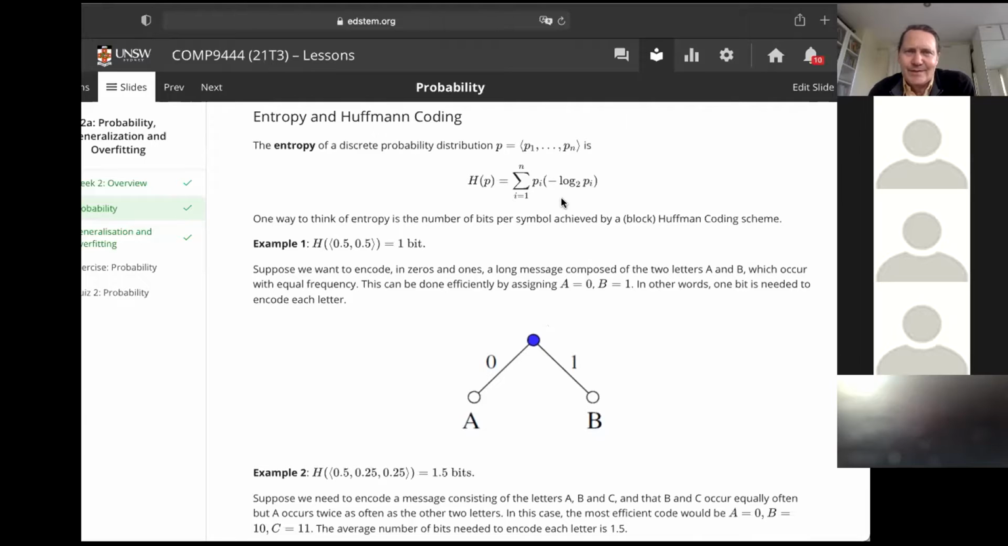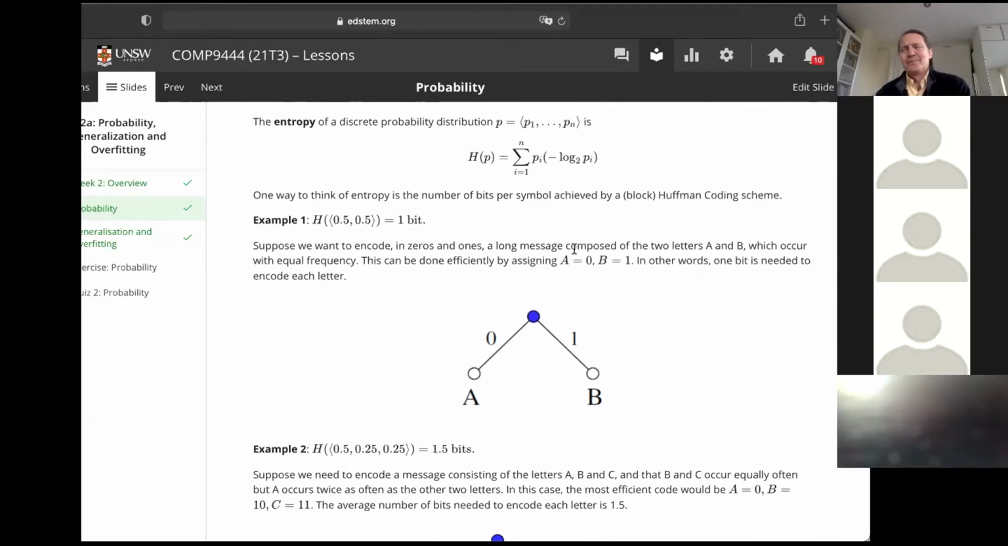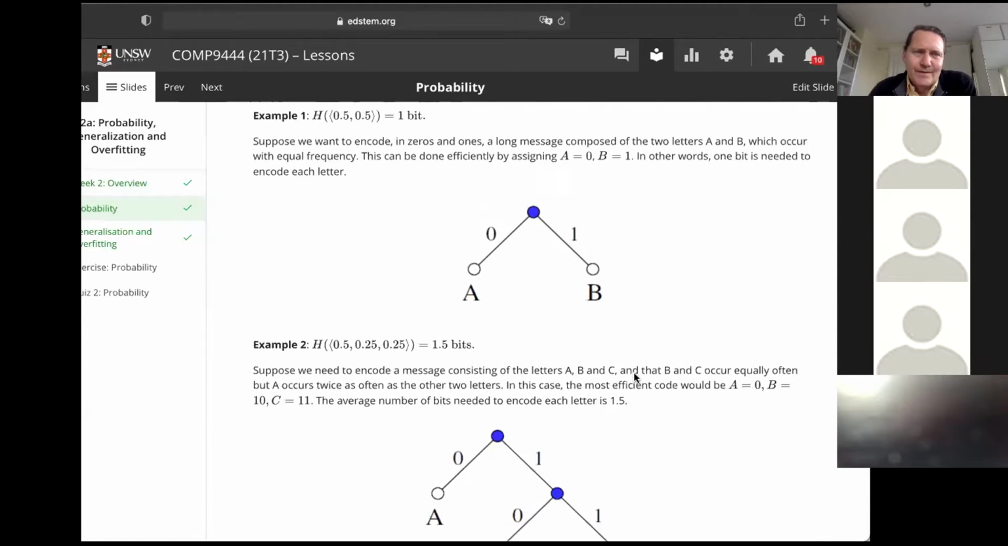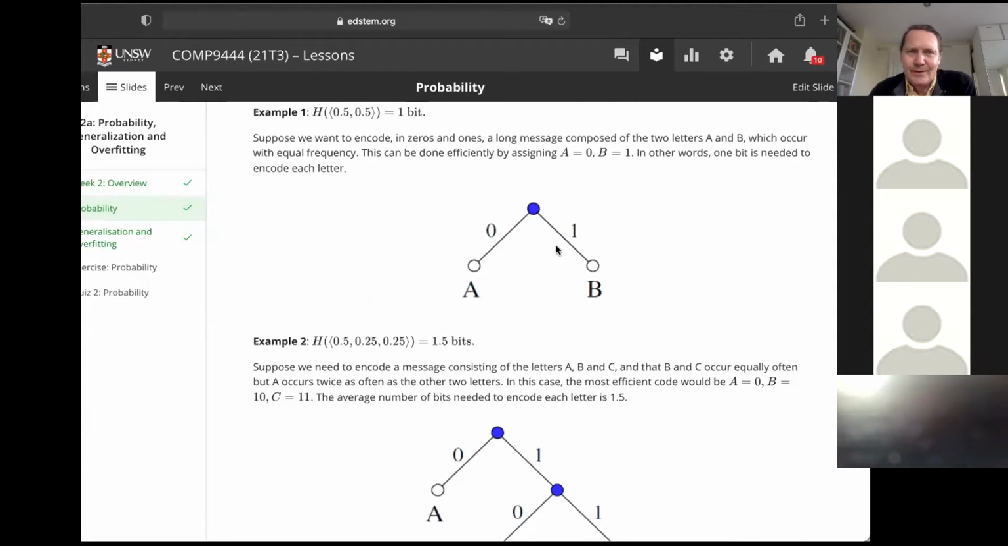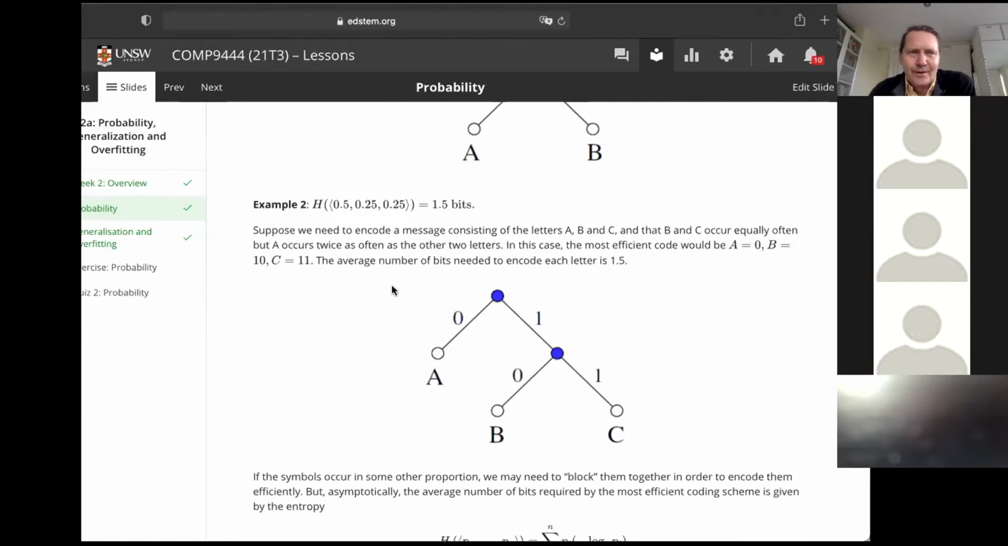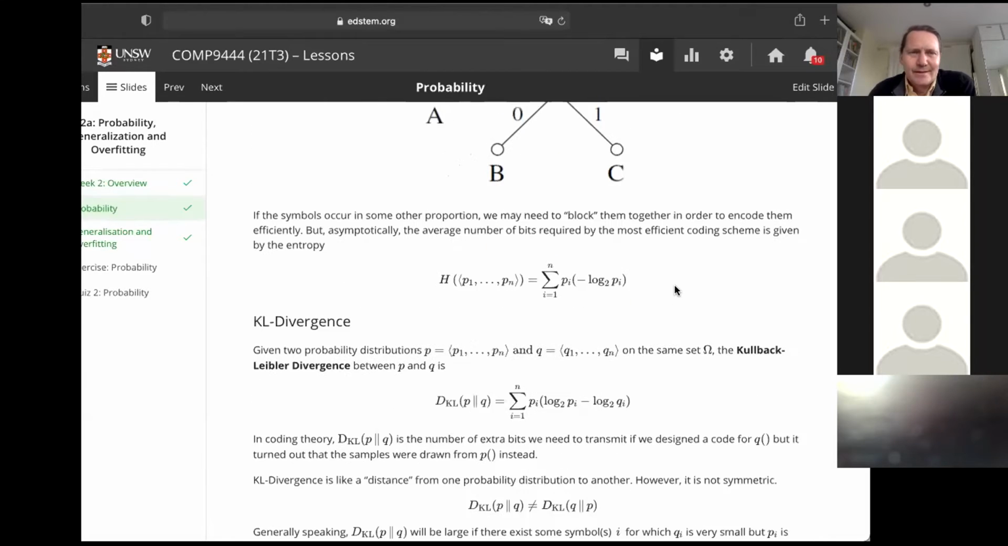We can interpret this in certain cases with Huffman coding, as the average number of bits that we need to send to encode one symbol. Here are some examples. If you've got two symbols that are equally likely, then you need 1 bit. If you've got 3 symbols, but one is twice as likely as the other 2, on average you need 1.5 bits, because half the time you need 1 bit and the other half you need 2 bits.